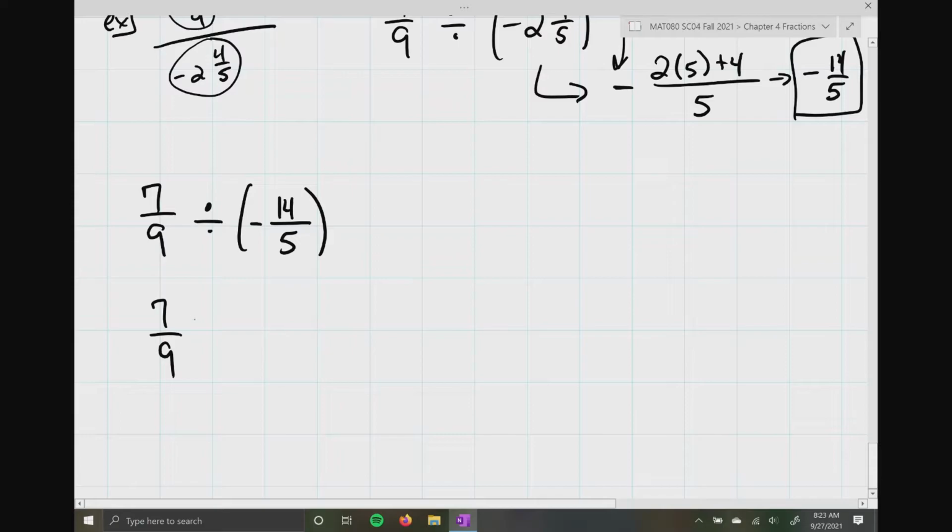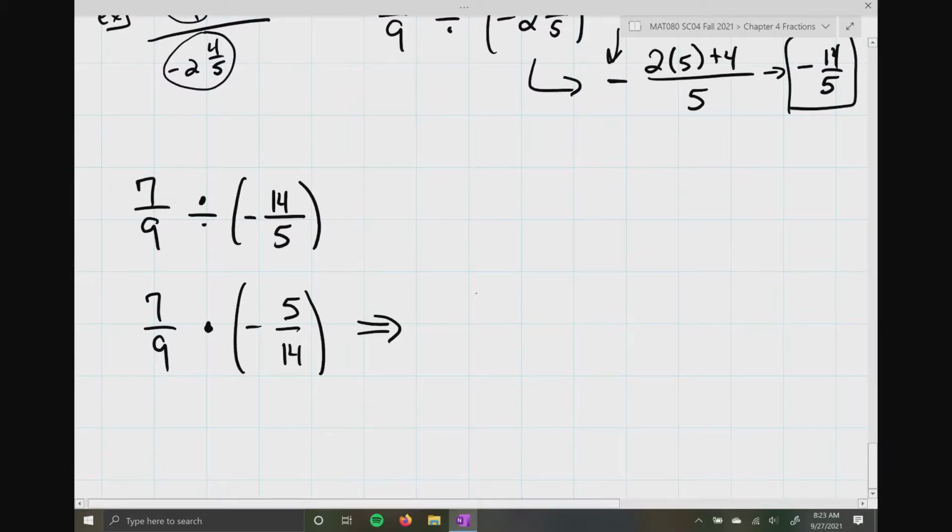So now, let's rewrite the first fraction. Division changes to multiplication, and I will flip the second fraction. So now from here, it's just a matter of me simplifying before I multiply. 7's prime, it stays the same. 9 is 3 times 3, times a negative. 5 is prime, it stays the same. 14 is just 2 times 7.